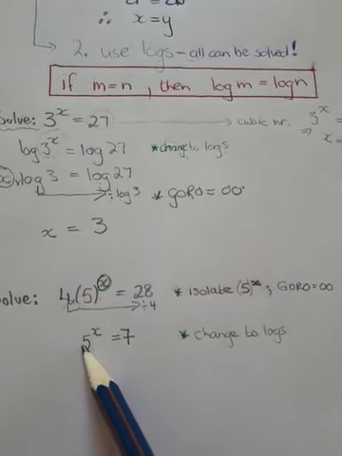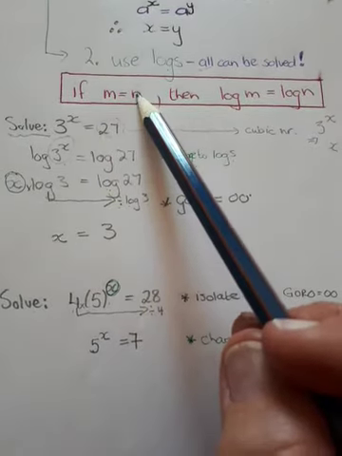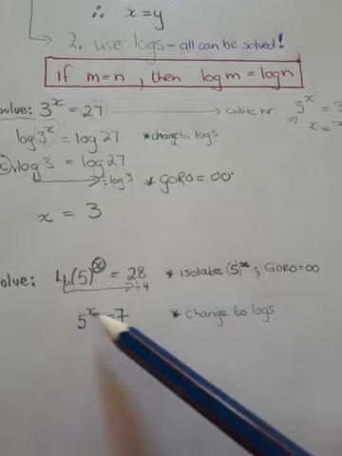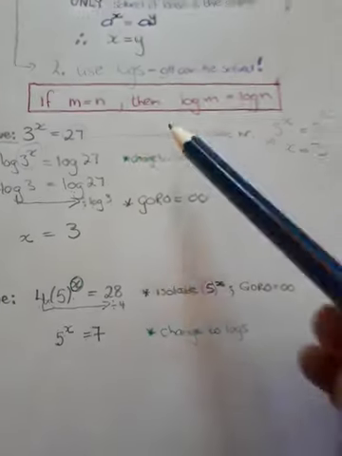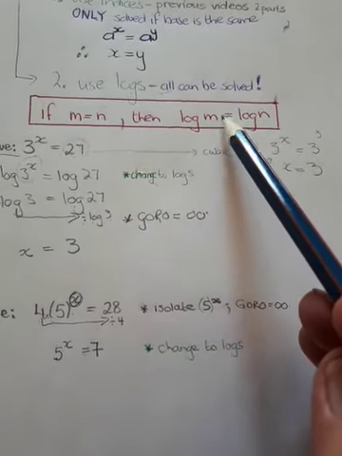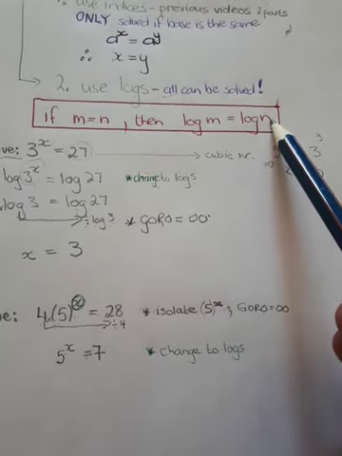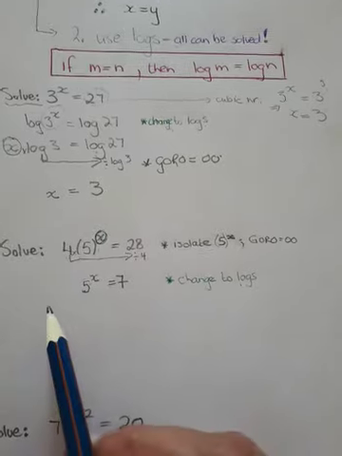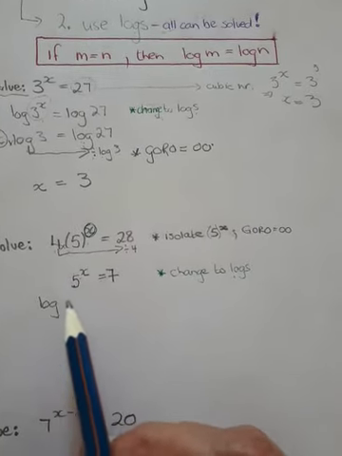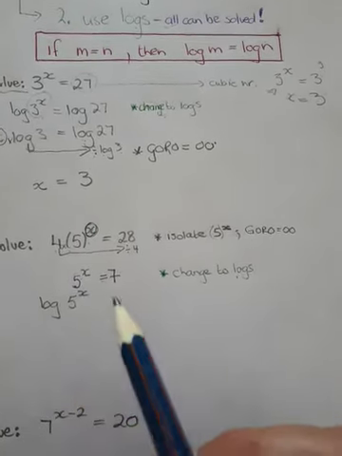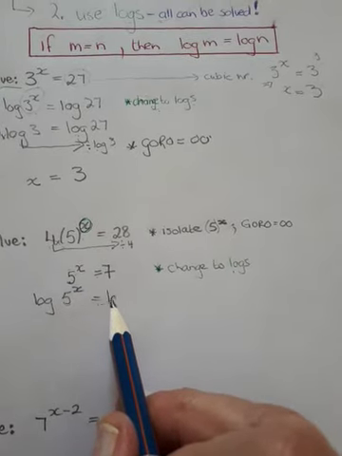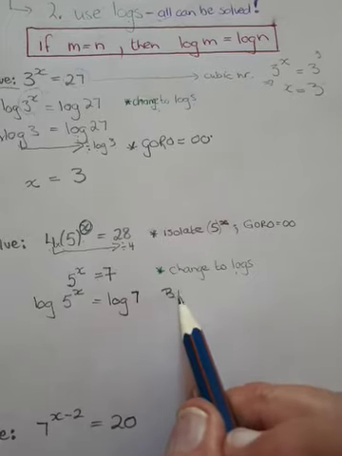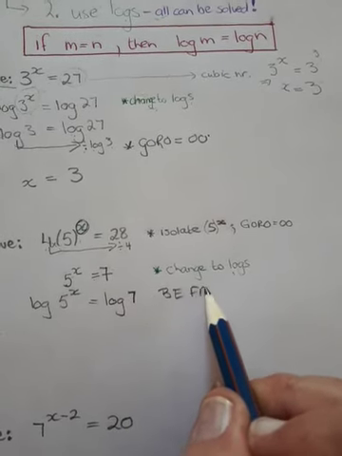Now we basically have this m equals n. So 5 to the power of x equals 7. It is both the whole numbers. That means log m equals log n, which means we are going to change to the logs. Now we're going to take the log of 5 to the power of x, and we're going to take the log of 7.